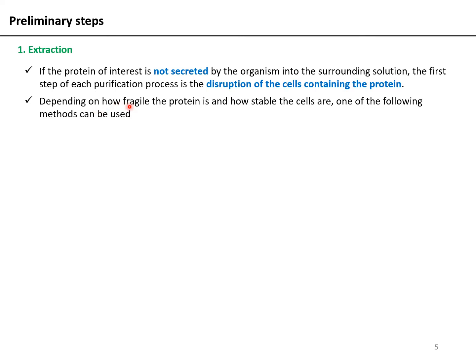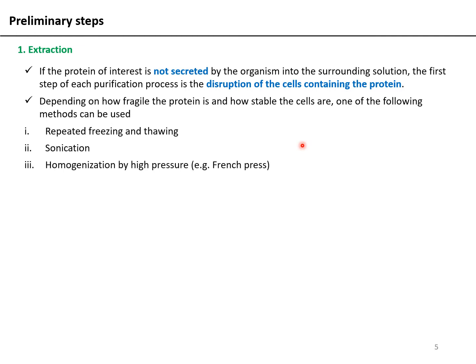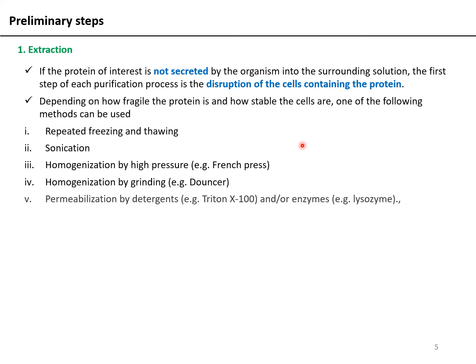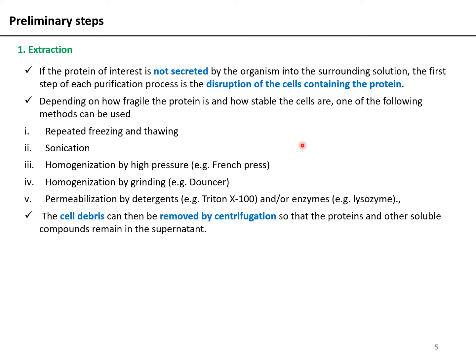Now, depending on how fragile the protein is and how stable the cells are, one of the following methods can be used: repeated freezing and thawing, sonication, homogenization by high pressure, for example by using a French press, homogenization by grinding, for example by using a Dounce homogenizer, permeabilization by detergents, for example Triton X-100 and/or enzymes like lysozyme. So the cell debris can then be removed by centrifugation.